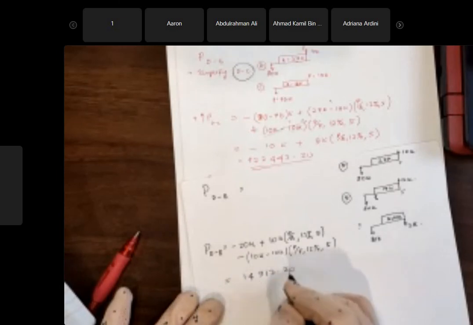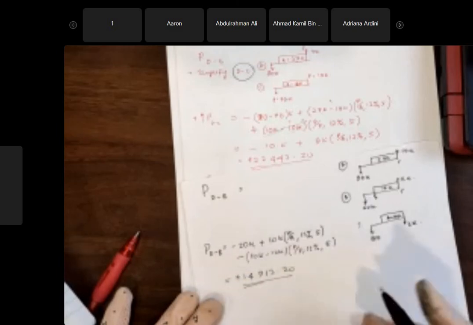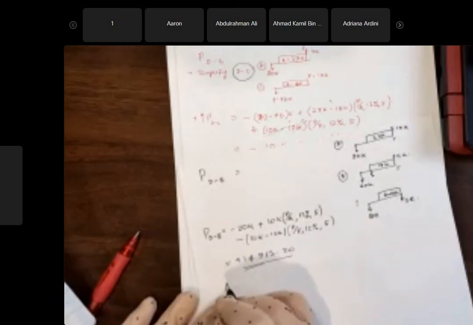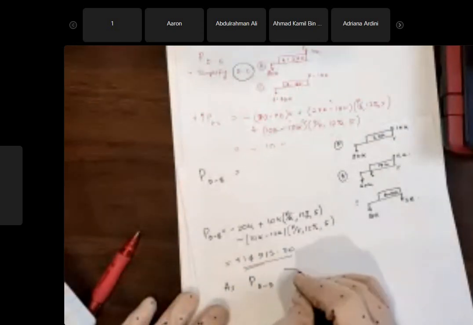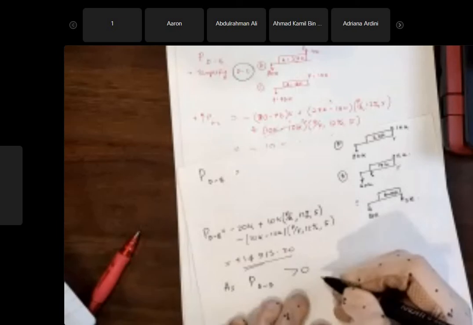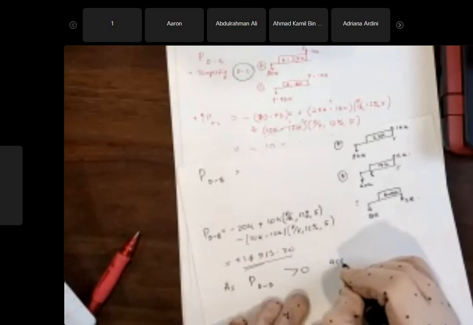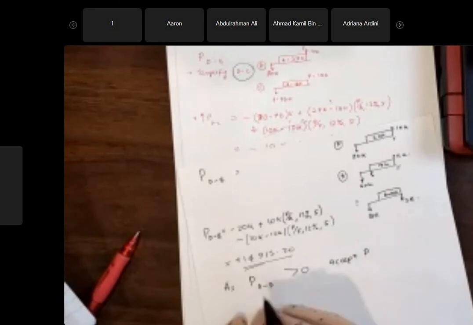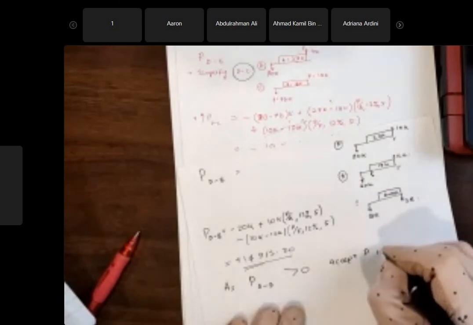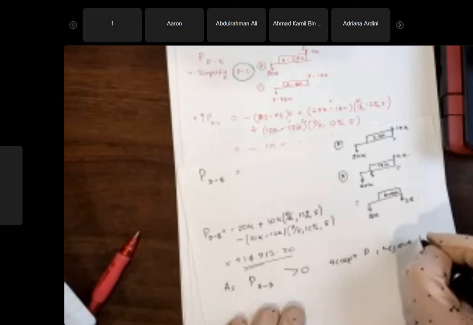14,913.20. That means it is plus. So as you can see, P D minus B is more than 0. So you have to accept D, because D gets positive. So accept D and reject B.